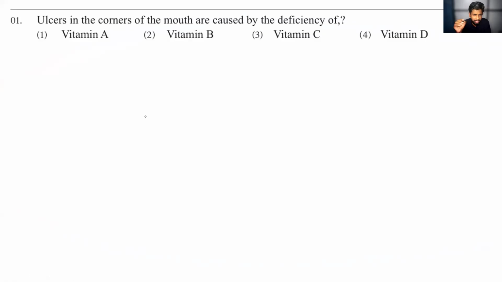What is the answer for this question? The ulcers in the corner of the mouth, small wound in the mouth. We can refer the vitamin chart. From this question, you want to understand one thing, right? So here in the final paper, there are some questions from your first unit number 1, chemical basis of life.